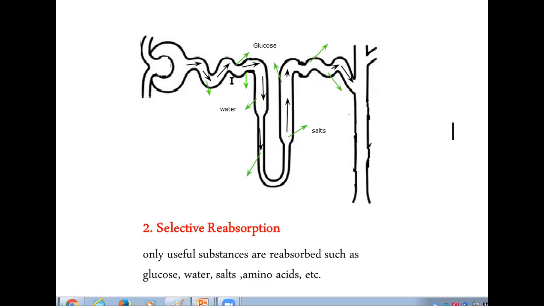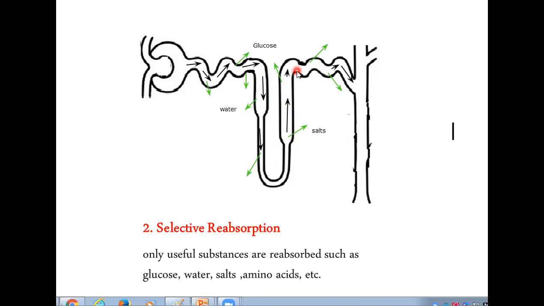When the filtrate is in the proximal tubule, most of the useful substances are reabsorbed in the proximal tubule. Nearly all the glucose and amino acids are reabsorbed into the surrounding capillaries. Water and salts are also reabsorbed according to requirement. This reabsorption is highly selective. And after reabsorption of the useful substances, the filtrate contains only the waste along with some water.